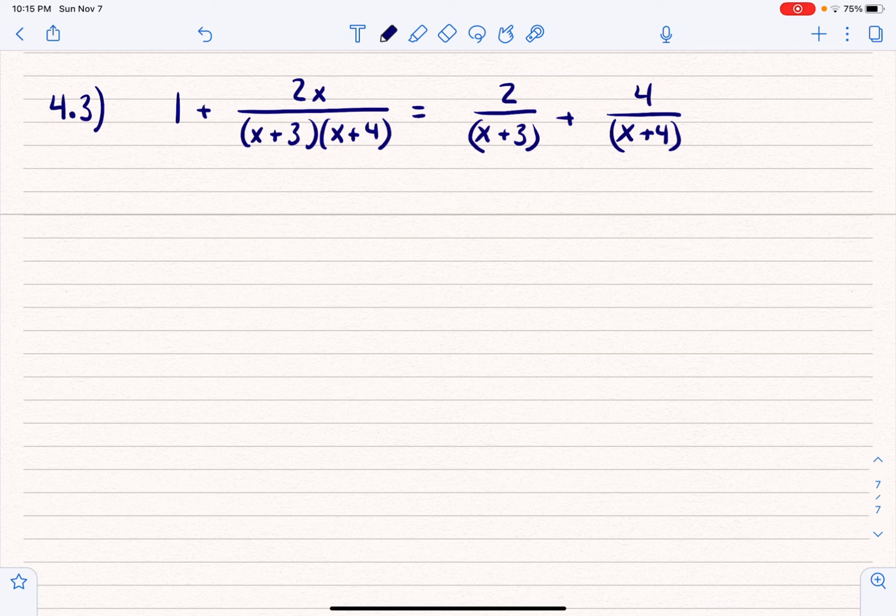So now here's one that's not too hard. It's not too challenging. You guys should be able to do it. You can clearly see what the common denominators are. The common denominators are x plus 3 times x plus 4. If you multiply through everything by x plus 3 times x plus 4, all the fractions will go away and you can solve. So we're going to pause the video right here and give you guys a shot at this one. Go for it.